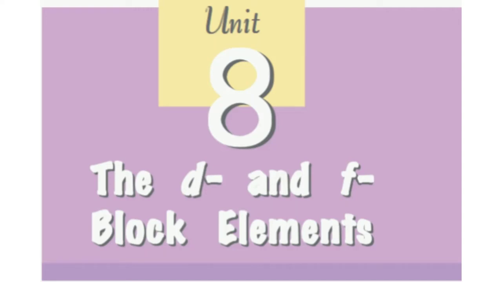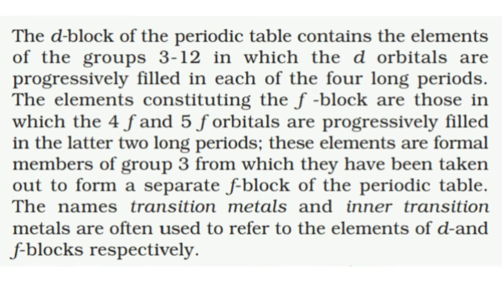Unit 8. The D and F block elements. The D block of the periodic table consists of the elements of the groups 3 to 12 in which the d orbitals are progressively filled in each of the 4 long periods.